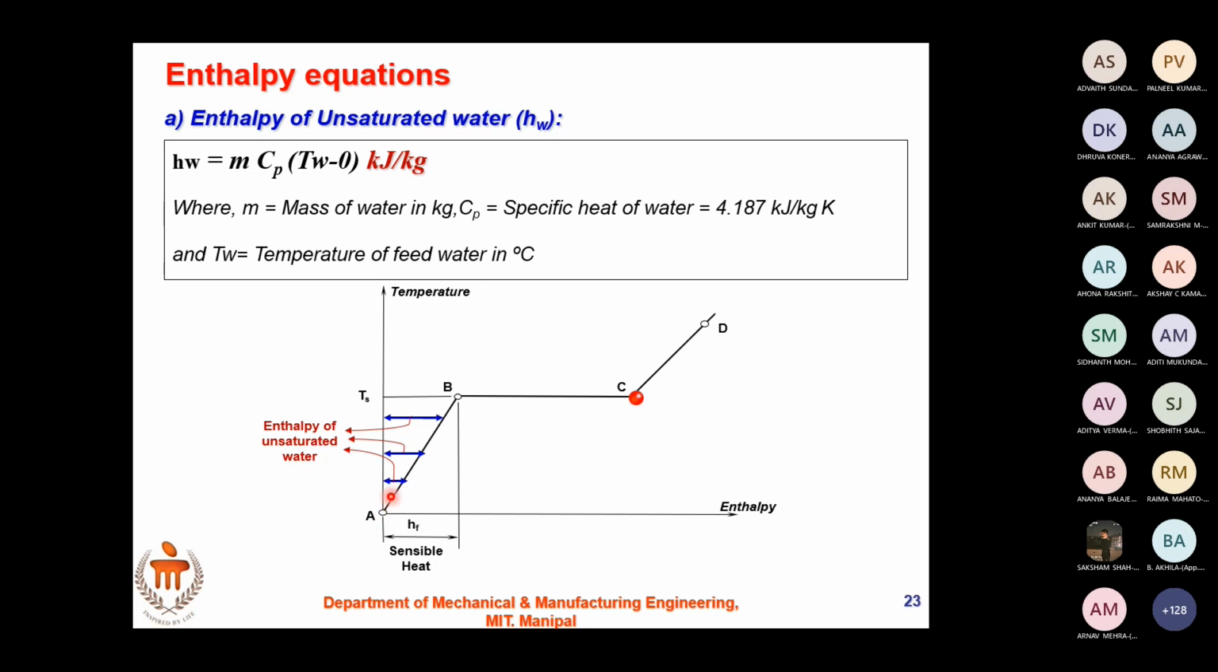I will go on adding heat to that unsaturated water. Okay, right? So when I'm adding heat to it, the enthalpy of unsaturated water is also changing. So what is enthalpy of unsaturated water? Enthalpy of unsaturated water is the amount of heat required to raise the temperature of 1 kg of water from 0 degree Celsius to its actual temperature, any given temperature here, which is below the saturation temperature. Got it?